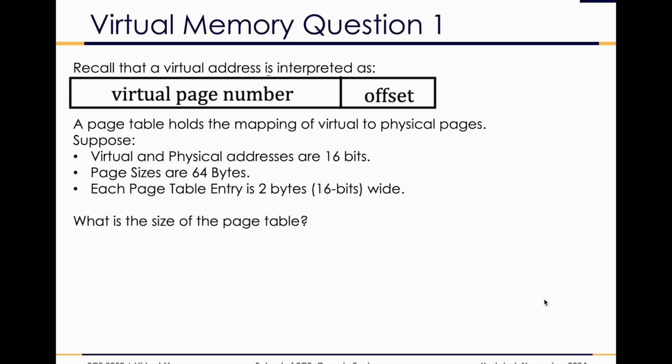Okay, now for the first virtual memory question we have. Remember that the virtual address is interpreted as the virtual page number followed by the offset, and a page table holds the mapping of virtual to physical pages. So let's suppose that virtual and physical addresses in the system are 16 bits, page sizes are 64 bytes, and each page table entry is 2 bytes wide. So what in this instance would be the size of the page table in bytes or kilobytes or whatever you want?